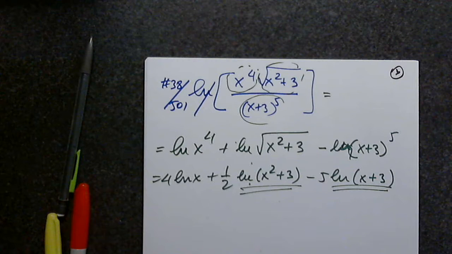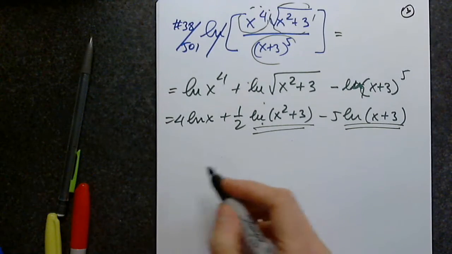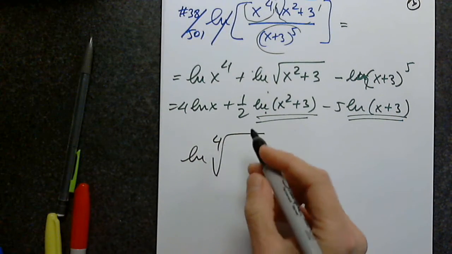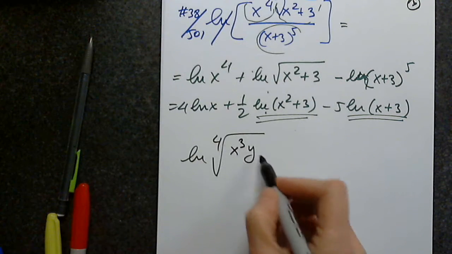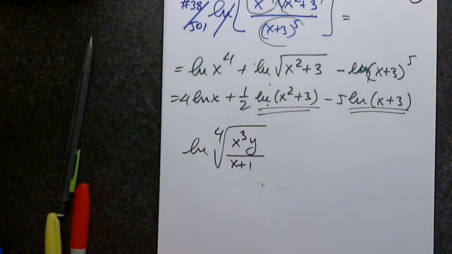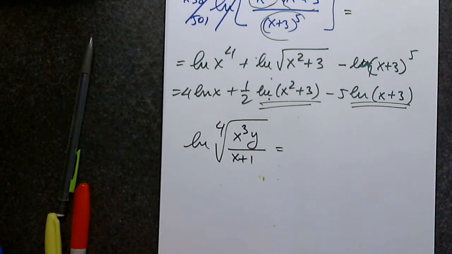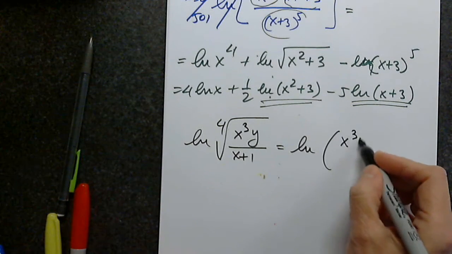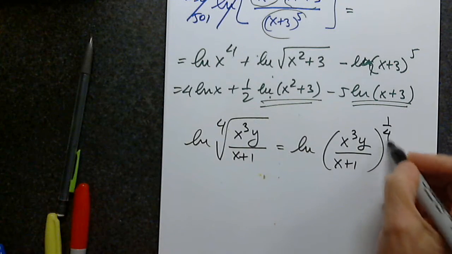Well, if we use the 4, instead of using x raised to the 4, it's going to be the 4th root of x squared plus 3. Something very similar. Oh, you want to create another example. Okay, so you want natural log of the 4th root of, what do you want inside? Okay, so let's say x to the 3rd y over x plus 1. So first of all, what is the 4th root? What power is that? Correct. So this is natural log of x to the 3rd y over x plus 1 to 1/4.